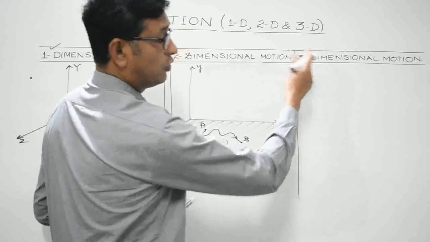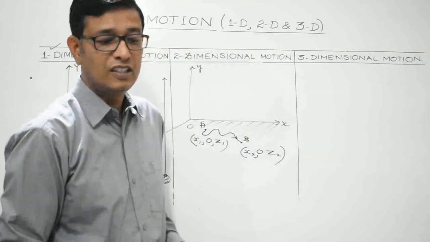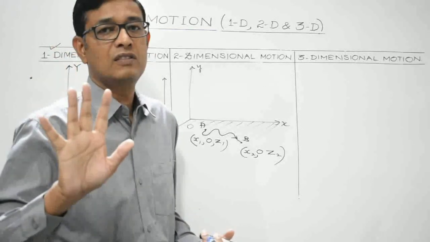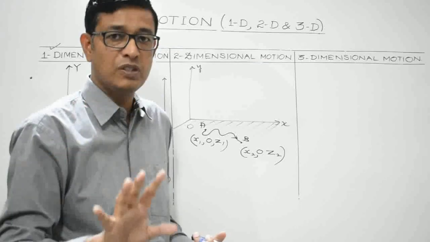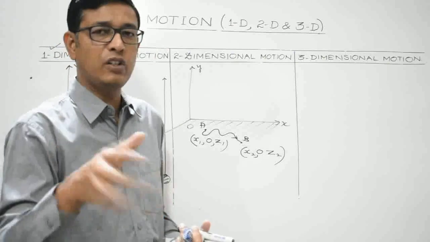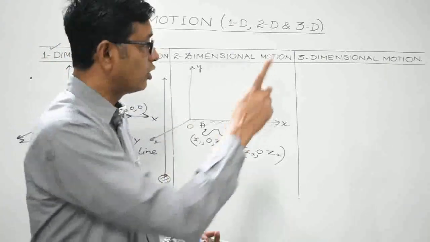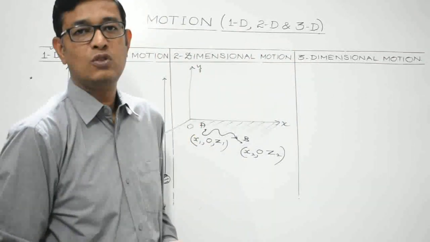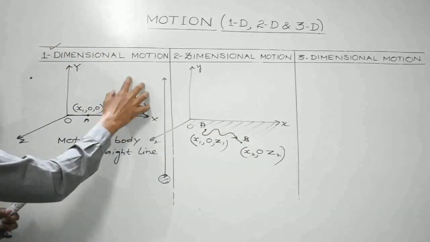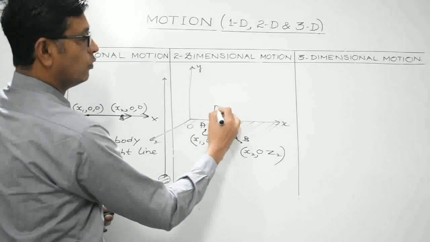Now the third one, three-dimensional motion. It is that type of motion in which all the three coordinates required to specify the position of an object change with the passage of time. All the three coordinates x, y, z, all the three will change with passage of time. Such motion is said to be three-dimensional motion. So it can take place only in space. Here, in one-dimensional motion, the body must move along a straight line. Here, in two-dimensional motion, the body must move along a plane.